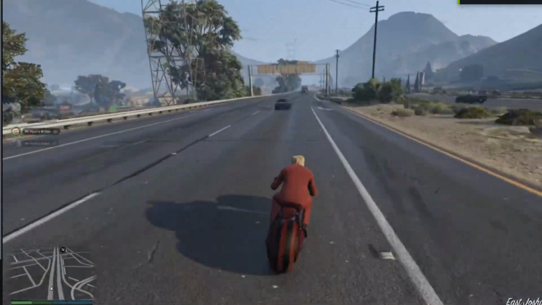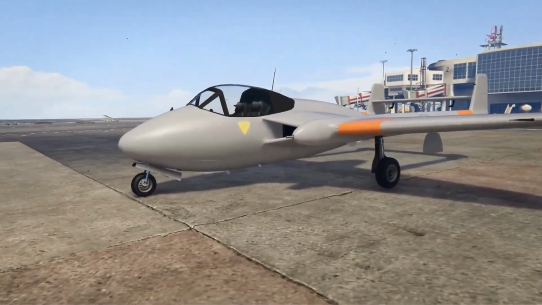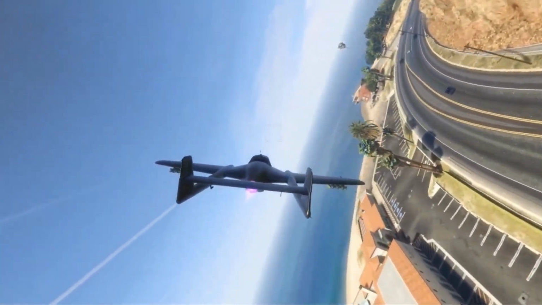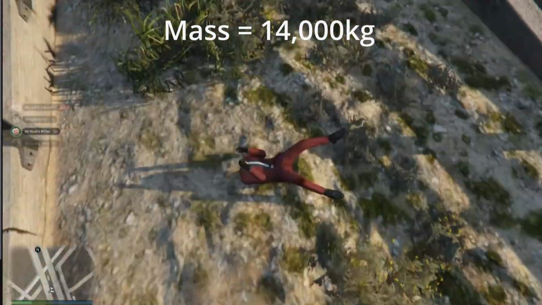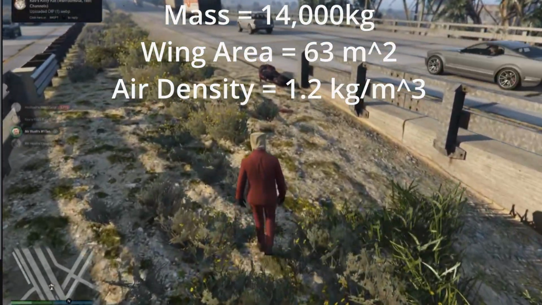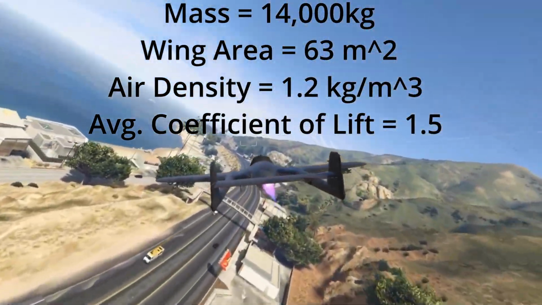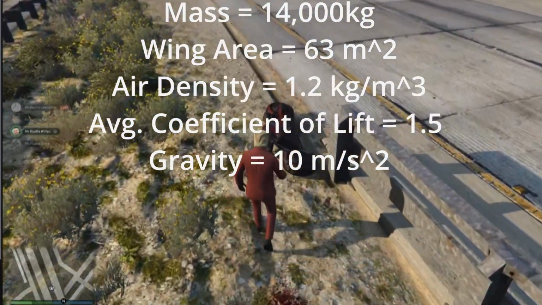Now let's see how to calculate how a plane takes off. Let's say we have the Buckingham Pyro from Grand Theft Auto 5. The mass of the airplane is 14,000 kilograms. The wing area is about 63 meters squared. The air density is 1.2 kilograms per meter cubed. The average coefficient of lift is equal to 1.5, and the gravity is 10 meters per second squared.